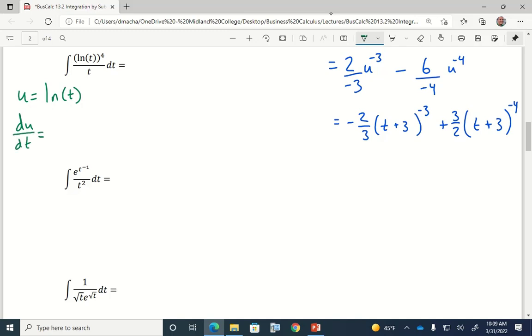du dt is going to be equal to what? Yep, perfect. The derivative of the natural log is 1 over whatever you have inside the natural log. So in this case, 1 over t. I need to rearrange this little equation du dt so that I solve for dt. This gives me dt is equal to t du, because I have to multiply both sides of the equation by dt and multiply both sides of the equation by t, so dt is equal to t du.